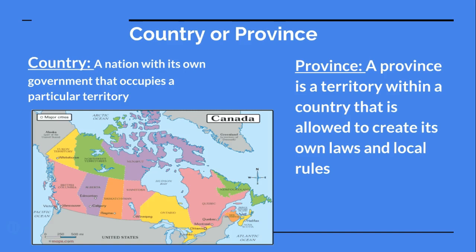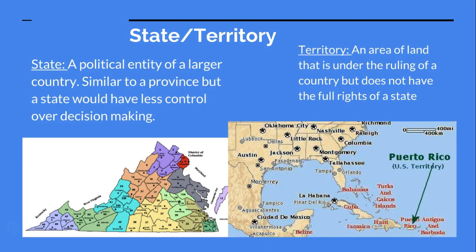Now, a province is a little tricky. A province is very similar to a state that we would find in the United States. We have 50 states in our country, and Canada has 10 provinces. The only difference between a province and a state is that provinces are typically a little bigger, and they are also allowed to create their own laws and local rules outside of the national government. So Canada has a lot of provinces. They're the most common, and they're very similar to our states.